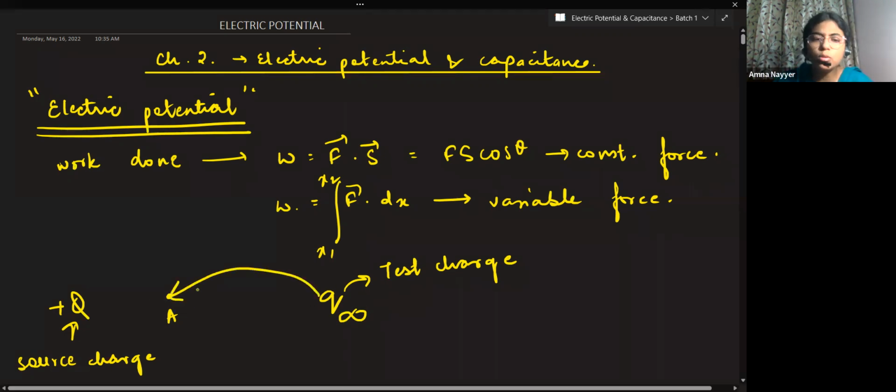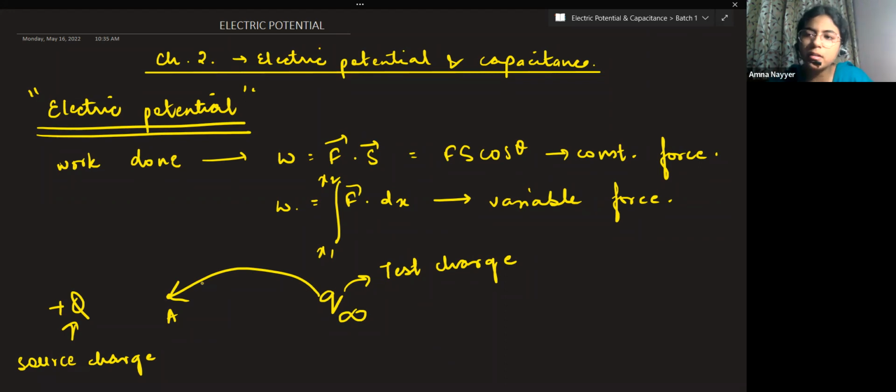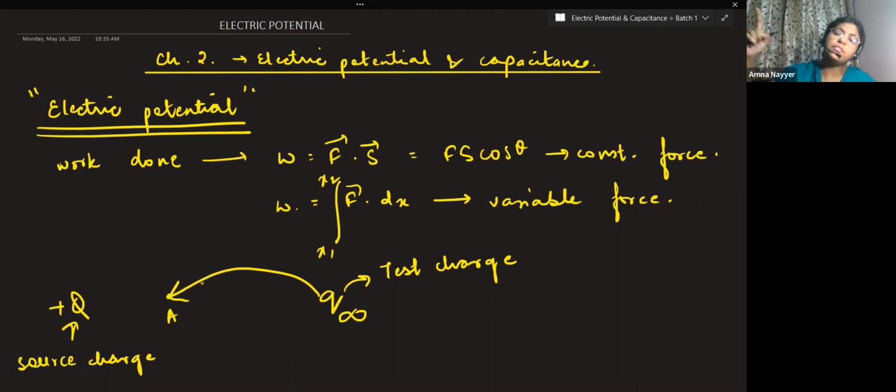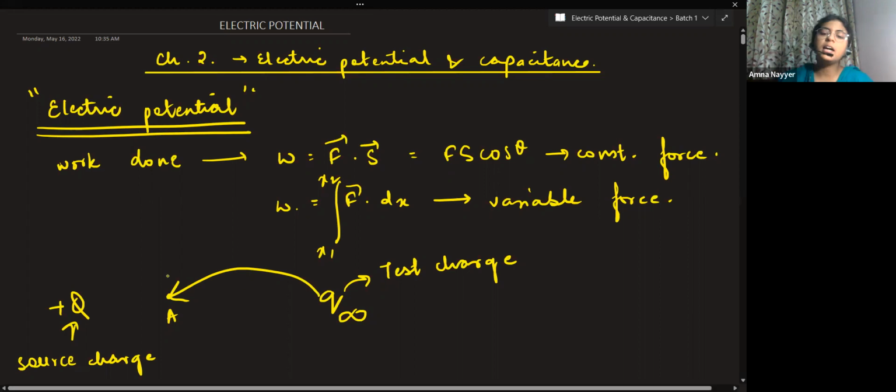So in order to do this, means to bring the test charge from infinity to a point, some work done will be required, because without work done, I won't be able to bring up a stationary charge to another point. So this work done to move a charge from infinity to a particular point, this is known as electric potential. Now the condition that occurs is that it occurs against the electric field. See, it will also be having its own electric field.